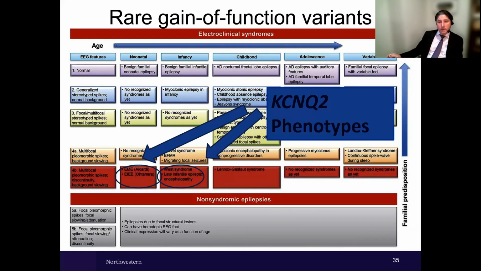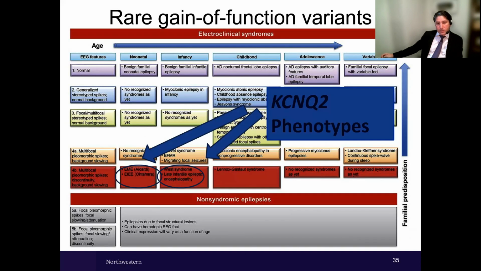So finally, I'm going to talk about the rare gain of function variants, just because I get this question a lot: how do I know whether my child has loss of function or gain of function variants? I think we're learning more all the time about the different presentations, but this is something that's fairly well established as far as the main classifications of gain of function and loss of function variants.